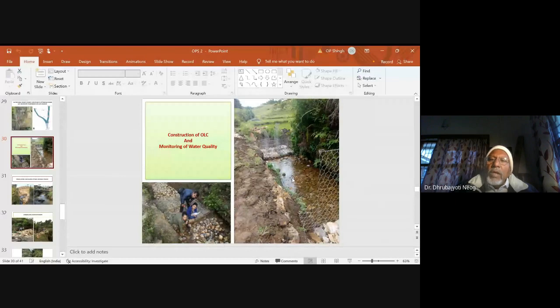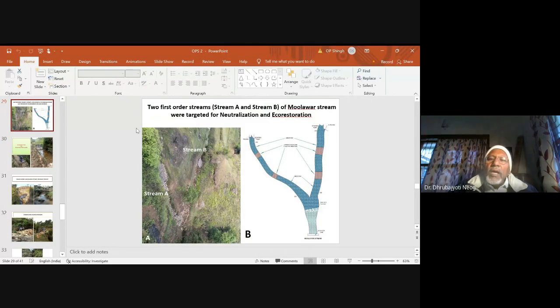You can see, and then we put limestone in this stream, and in between we made the gabion check dam so that limestone cannot slide. Otherwise, with the force of the water, limestone can go down, and that's why gabion check dams were constructed in between. And here you can see in diagram that these are the gabion check dams in order to stop the sliding of limestone to the downstream.